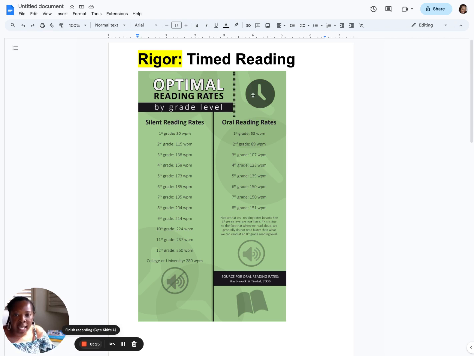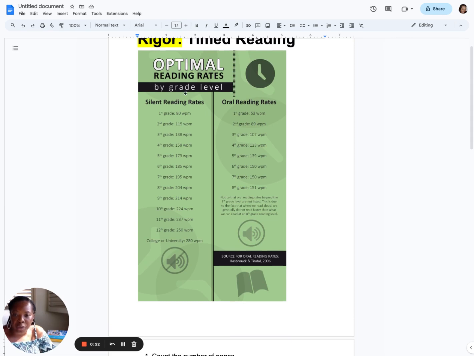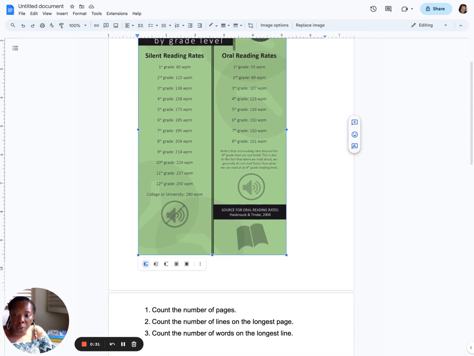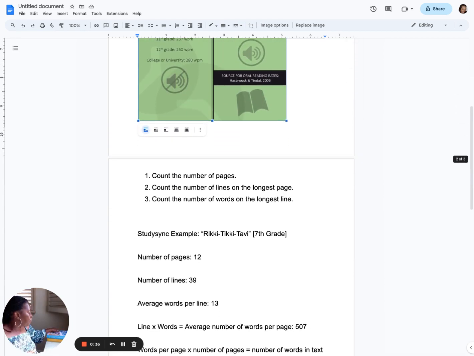I want to share a strategy that helps me keep students on their toes. If you take a look at this timed reading chart, this optimal silent reading rate, if you Google optimal rates for silent reading, you'll be led to this page. As you see here, it suggests where students should be per grade level. I'm going to use the example of a seventh grade text from StudySync, and I'm going to use the first story, for example, Rikki-Tikki-Tavi. So here are the steps, and then I'm going to show you how that translates.